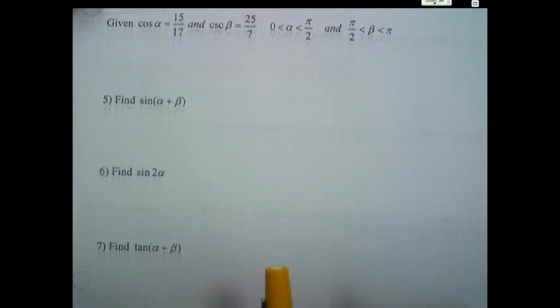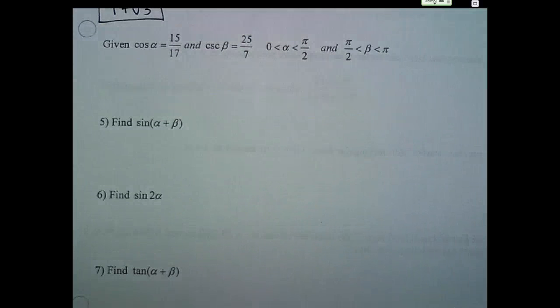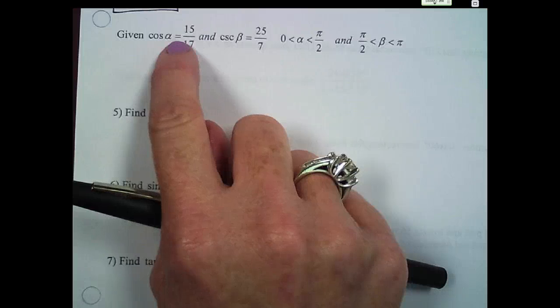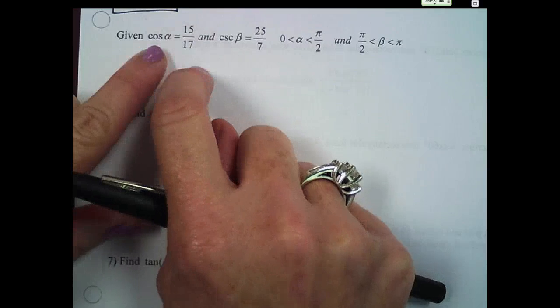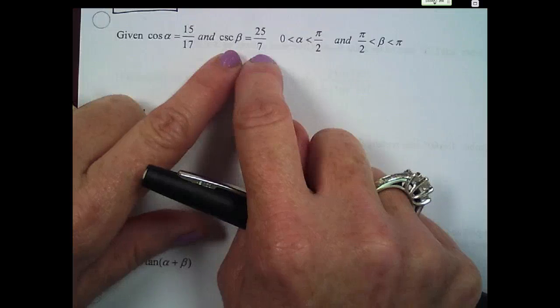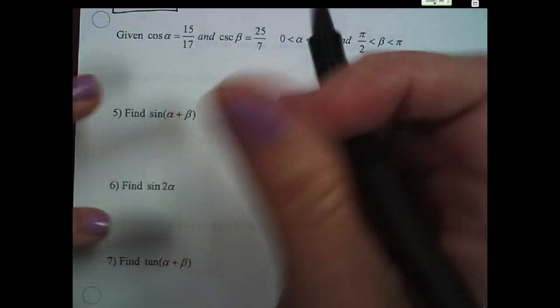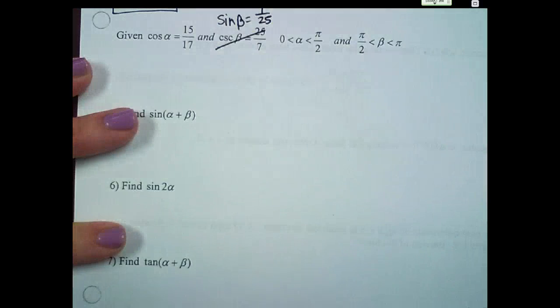So let's move on. It's been a while maybe since you've drawn one of these triangles, but it gives us some information. Remember, it will give us information about alpha and beta. So here's alpha. It says cosine is 15 over 17. It gives us information about beta. It says cosecant. What do we write instead of cosecant? What's the reciprocal of cosecant? Do y'all remember? Right, sine. So I'm going to go ahead and cross this off and say that it's the same thing as sine of beta, and we flip it and use that instead.